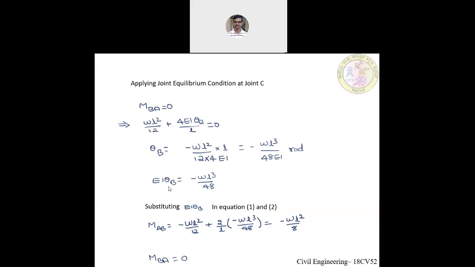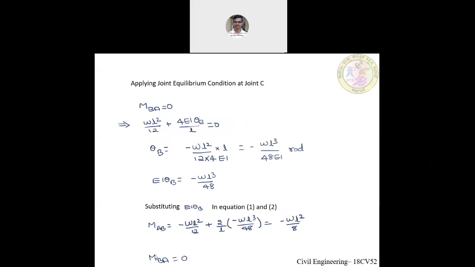I'll substitute this EI theta B in both equations 1 and 2. That is, if I substitute this in equation 1, I'll get the bending moment at A, which is MAB. Substituting that in equation 1, the bending moment at A is equal to minus WL square by 8. The negative sign indicates that it is a hogging bending moment. It's a negative bending moment.